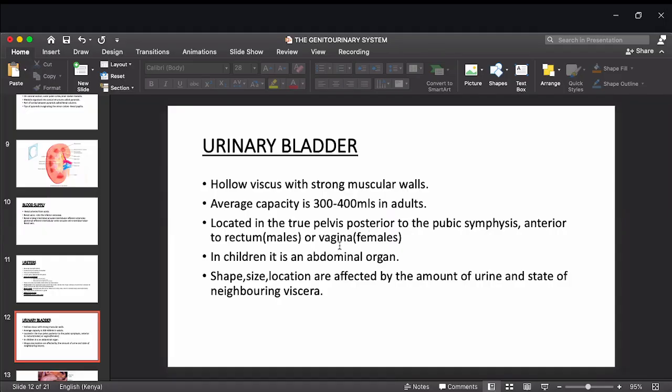So in children, it's an abdominal organ. As you grow further, it becomes a pelvic organ. The shape, size, and location are affected by the amount of urine that is in there. For example, some people are unable to hold a lot of urine because of irritation. Irritation in the urinary bladder can be a result of issues like UTI, where now the bladder is irritated, just a little urine and you want to go and empty. For example, urinary bladder stones can also impact the capacity for urine.